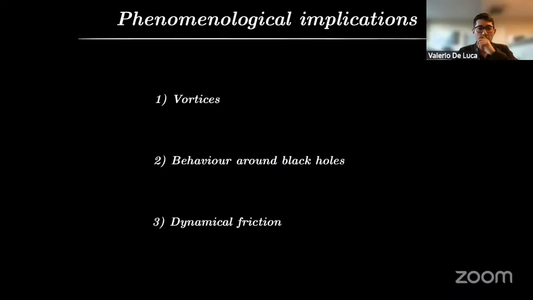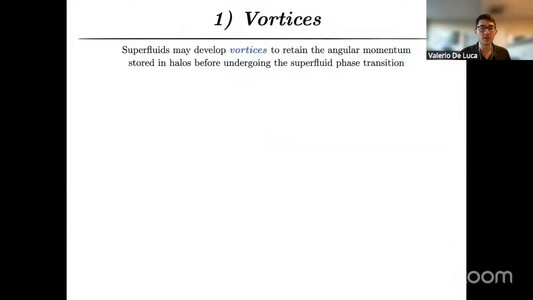Okay, so at this point, I will try to discuss three possible implications for this model. The first one will be regarding vortices. The second is the behavior of dark matter around black holes. And the third will be dynamical friction. So let's start with the first.